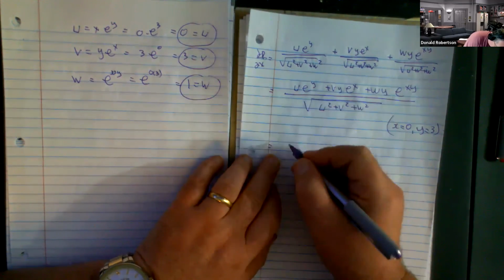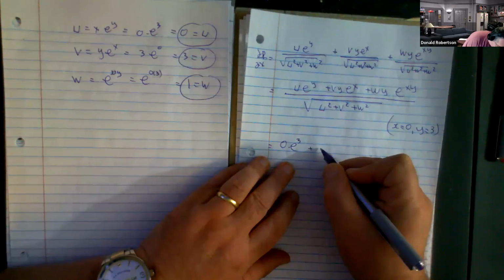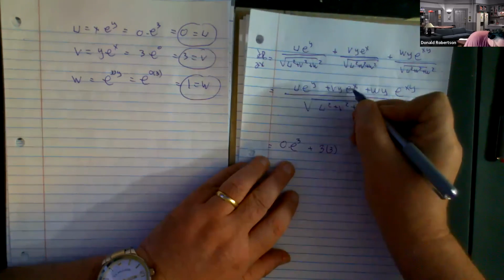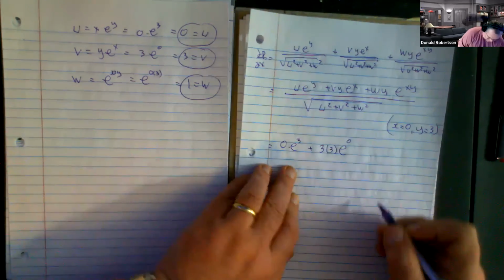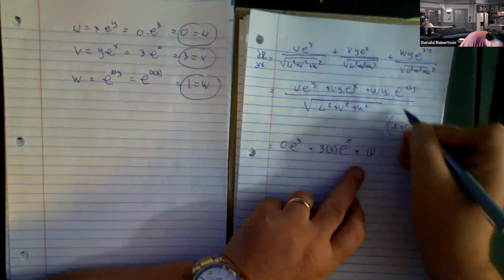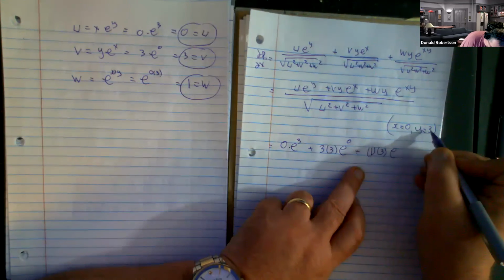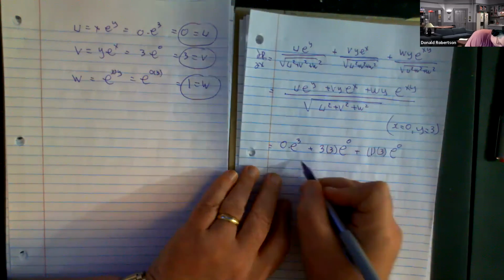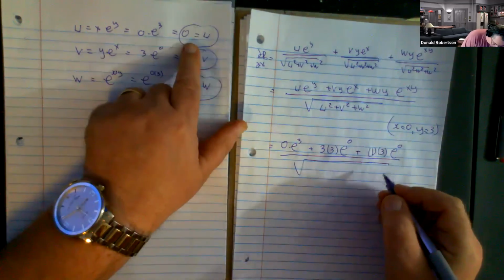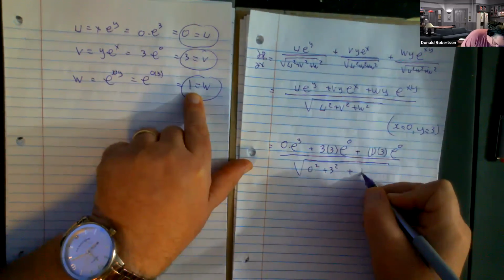It's going to be u, which is 0, times e cubed, plus v, which is 3, times y, which is also 3, times e to the x, which is e to the 0. And then it's a w, which is 1, times a y, which is 3, e to the 0 times 3, which is just e to the 0. On the bottom, I have the square root of u squared plus v squared plus w squared.